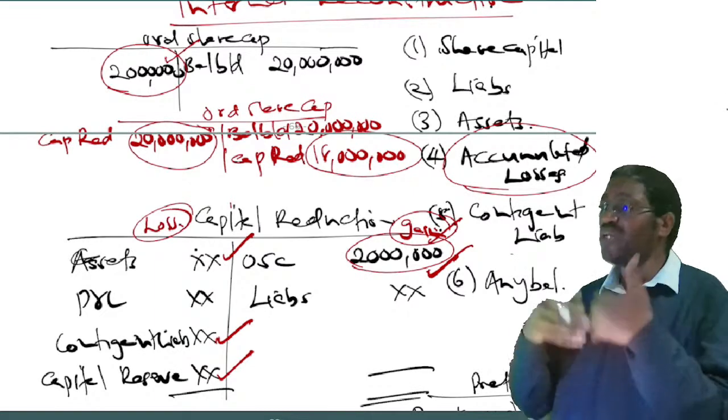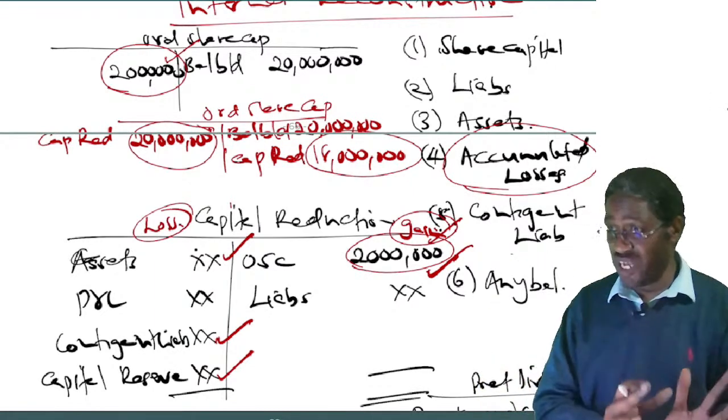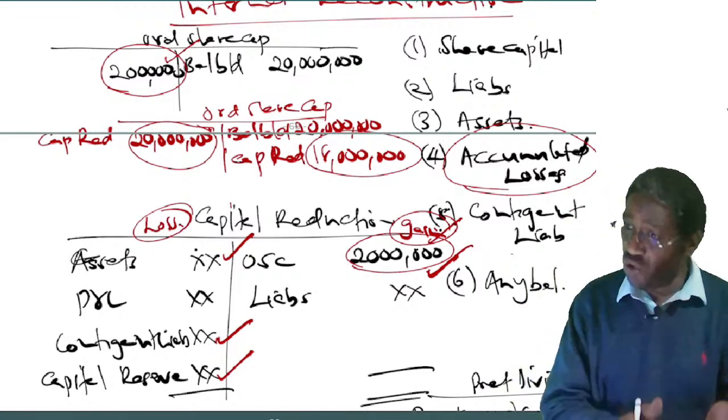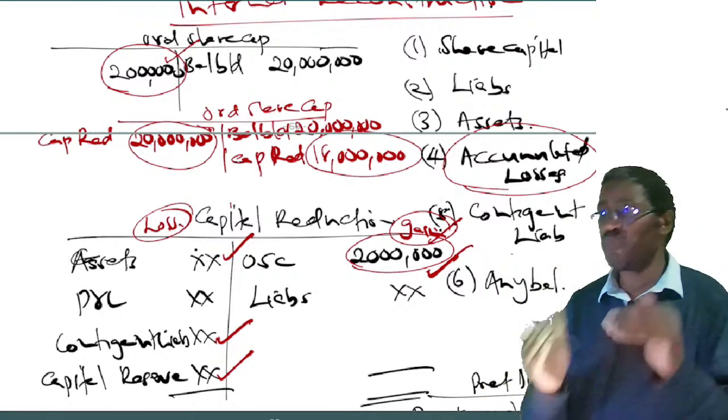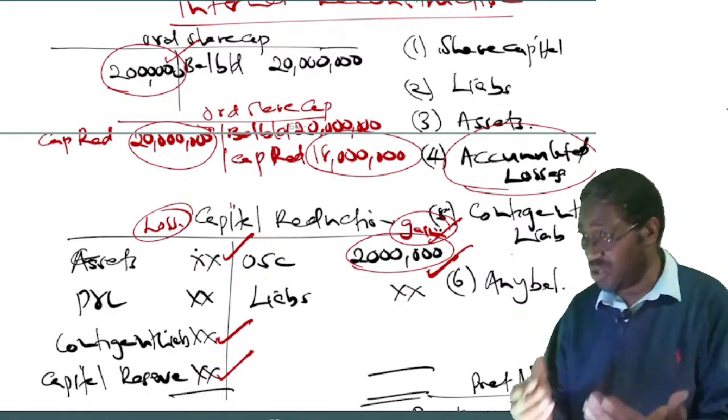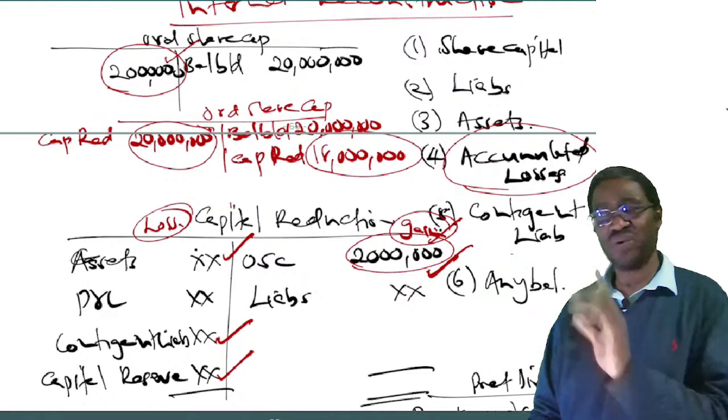For example, when we wrote off the capital, we made a gain. When we reduced our liabilities, we made a gain. When we wrote off the assets, we made a loss as a company. When we crystallized the liabilities, our liabilities going up, it's a loss to the company. Good. Now, listen carefully.